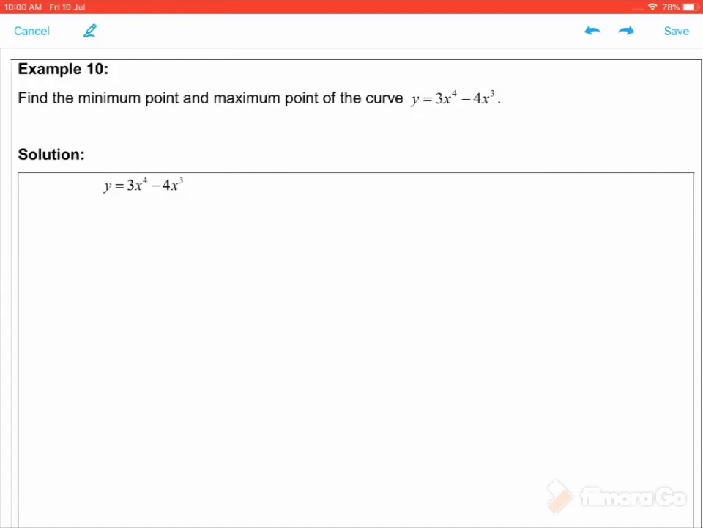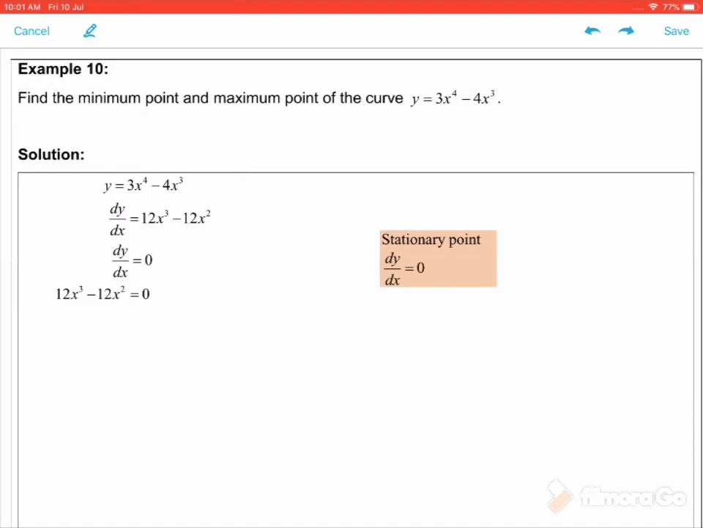Given this function y equal to 3x to the power 4 minus 4x cubed, we have to differentiate it. We will get dy dx is equal to 12x cubed minus 12x squared. As we know, stationary point is dy dx equal to 0. So we make our dy dx equal to 0. You will get 12x cubed minus 12x squared is equal to 0.